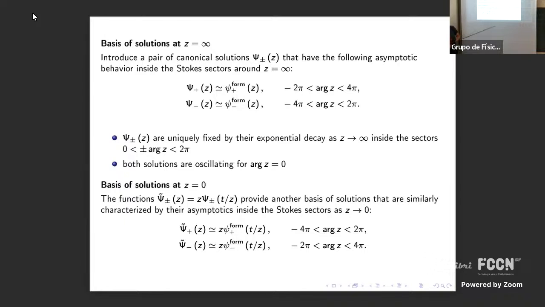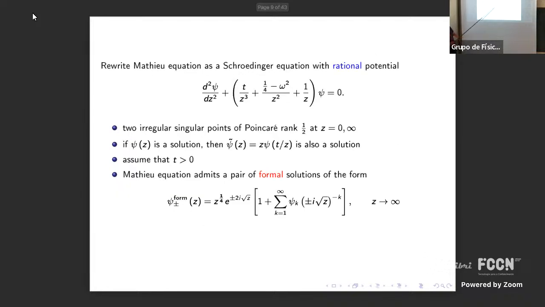And then this exponential asymptotics that we have seen on the previous slide continues into adjacent sectors, but now it's growing, right?